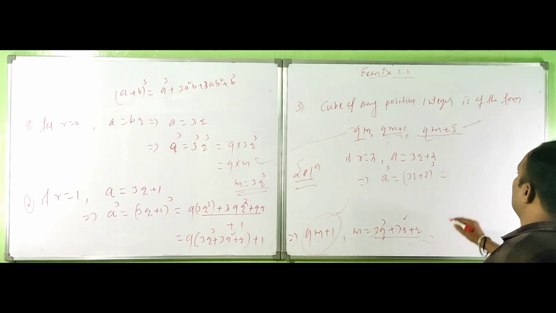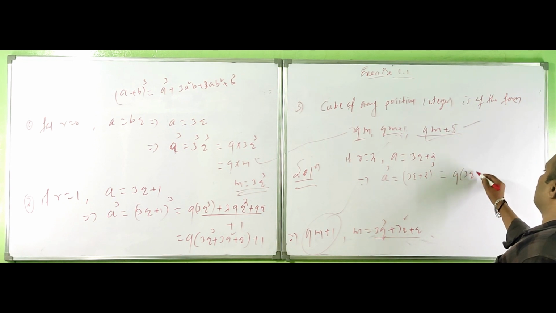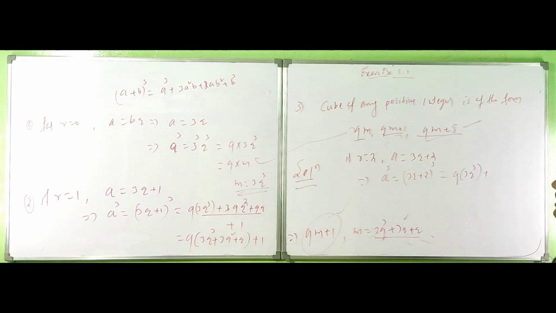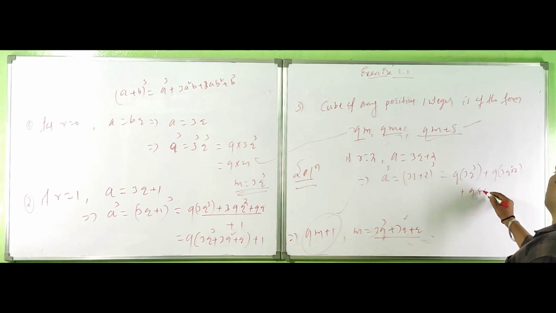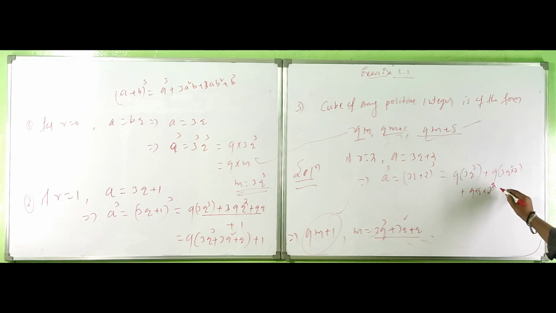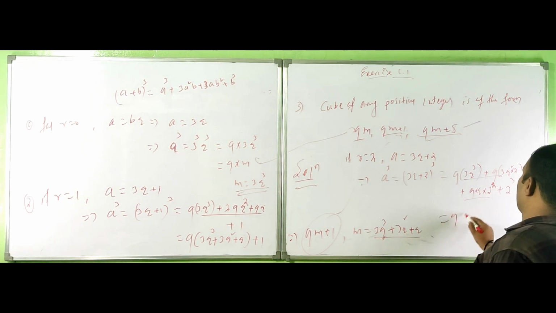Again, I am simply writing 9 into 3 cube plus, right, 3a square. Again, 9 into 3a square is q square into 3, 3q square into 2, right? Then plus 3a, 9 into q into 2 square, right? Plus 2 to the power cube. These terms, I am taking 9 outside.